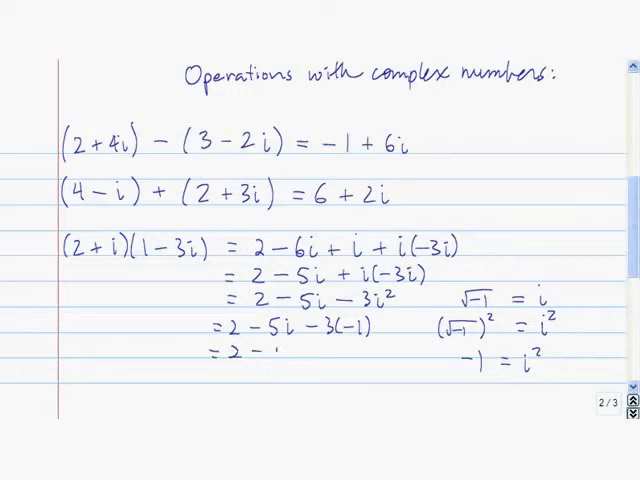So we get 2 minus 5i minus 3 times -1, which is plus 3. So for our final result, we combine the 2 and the 3, because those are the real parts of this. We get 5 minus 5i.